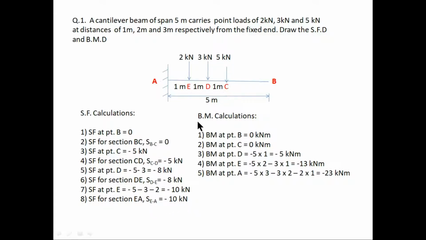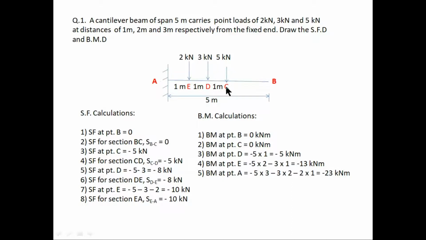Then the next thing is that you calculate the BMs, that is the bending moments. Moment is nothing but force multiplied by distance. So this BM is calculated at different points along the beam. So our logical points will be according to the different loads that are situated on the beam. So BM at point B, which is the free end, we always start by looking at the free end first and then continue towards the fixed end for a cantilever beam. So BM at point B is 0.